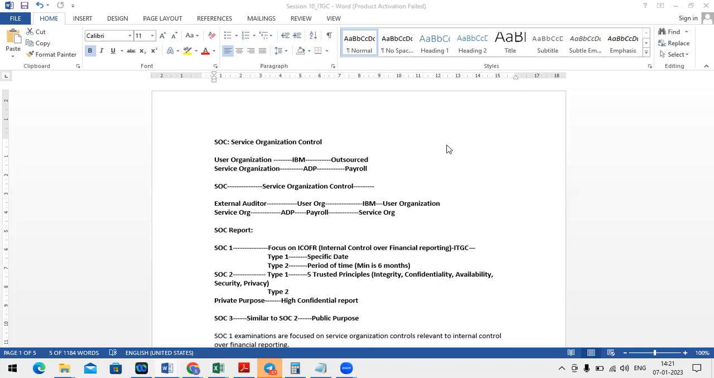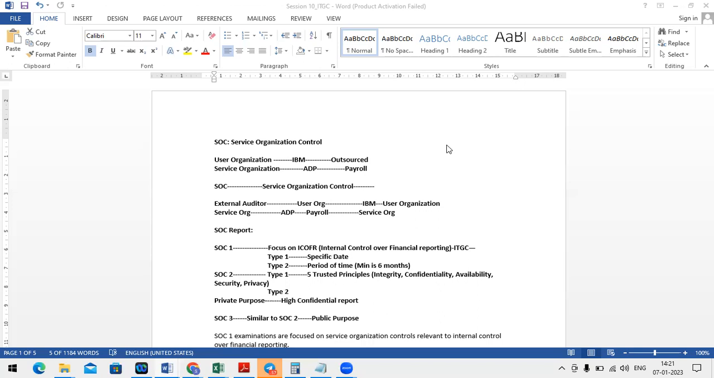SOC 1 has again Type 1 and Type 2. Type 1 is nothing but test of design. Type 2 is nothing but test of operating effectiveness. SOC 2 Type 1 is again test of design, and Type 2 is test of operating effectiveness. SOC 1 focuses on internal control over financial reporting, and SOC 2 focuses on five trust principles, which are security, availability, processing integrity, confidentiality, and privacy.